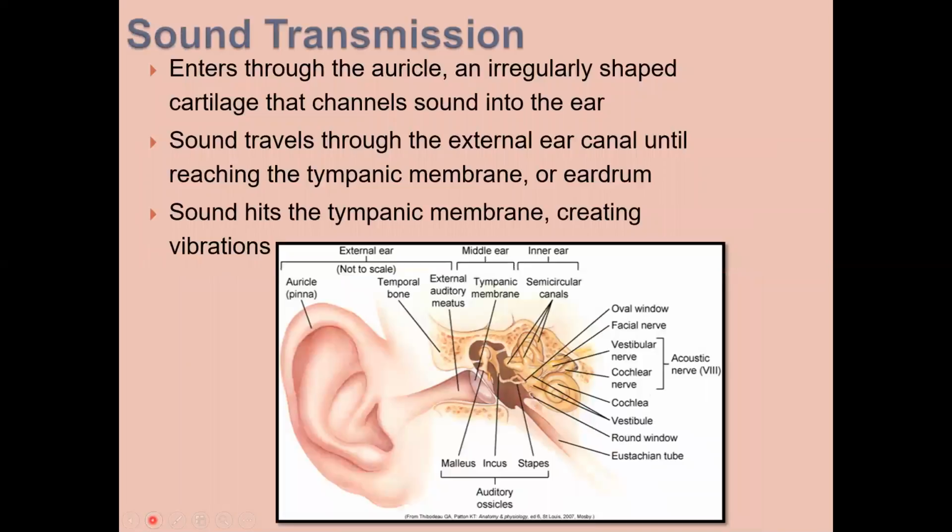Now, the way sound is transmitted: it enters through the auricle and then travels down the external ear canal until it reaches the tympanic membrane, or eardrum. The sound hits the tympanic membrane, creating vibrations. And then we move on to the next slide.